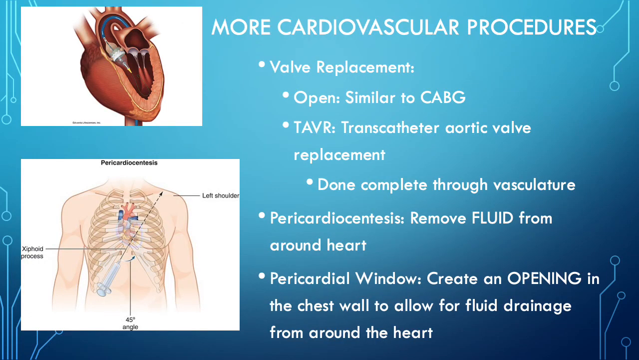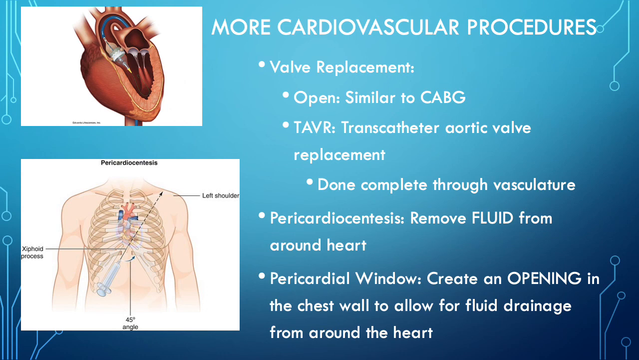So a couple last cardiovascular procedures: valve replacements, like we talked about, can be open, which is very similar to a CABG or open heart surgery, and we're going to talk all about that. There's also the TAVR, the transcatheter aortic valve replacement in that upper left, which goes completely through your blood vessels, so they don't have to break open your sternum or do any of that really serious stuff, and they can go through the blood vessels to put that new aortic valve in.